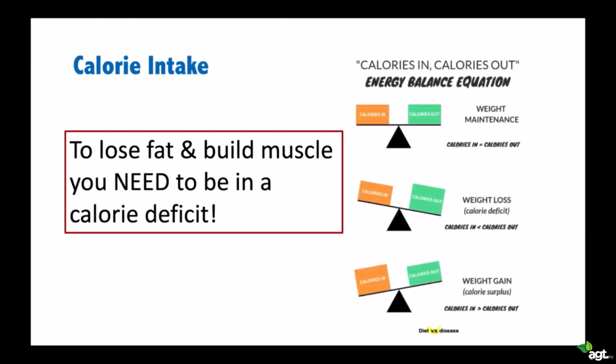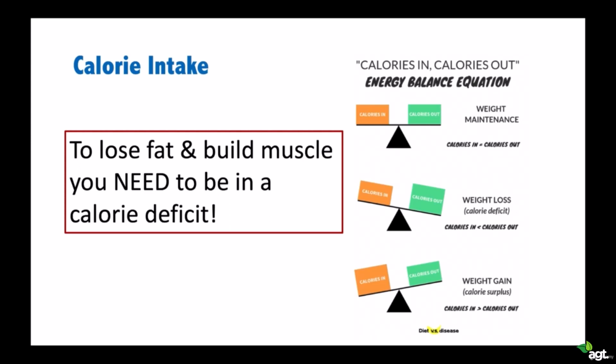You guys will remember this graph here. In order to lose weight, you need to be burning more calories than you're putting into your body, and therefore you'll lose weight. But in terms of building muscle as well, people say you can't build muscle like this. Well, actually, you can. Obviously not to as significant an amount as you can in a calorie surplus, but you can build lean muscle by being in a calorie deficit.